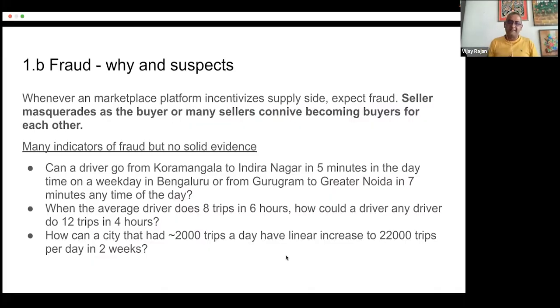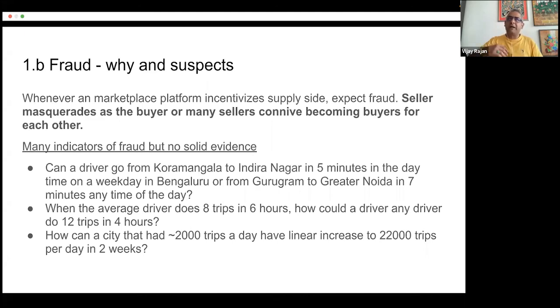So whenever a marketplace platform incentivizes the supply side, you should expect fraud. Sometimes the seller masquerades as the buyer, or many sellers connive, becoming buyers for each other. There are many indicators of fraud, but you don't have solid evidence. Again, the first example is a context in Bangalore. Can a driver go from Koramangala to Indiranagar in 5 minutes in the daytime on a weekday, or from Gurgaon to Noida in New Delhi in 7 minutes? Impossible, right? But you see these kind of things happening, and these are like sure shot cases of fraud.